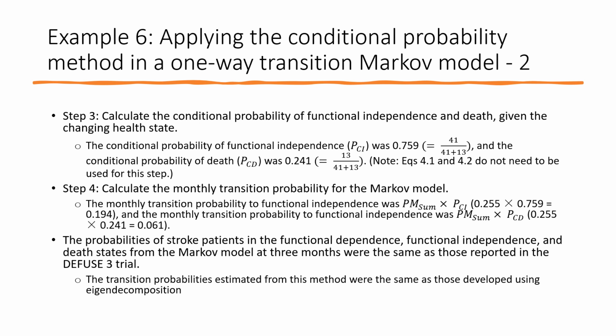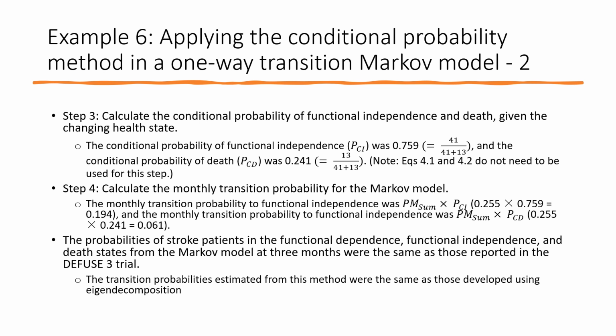The monthly transition probability to functional independence was 0.255 times 0.759 equals 0.194, and the monthly transition probability to death was 0.255 times 0.241 equals 0.061.